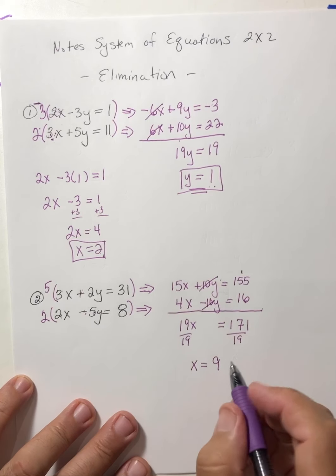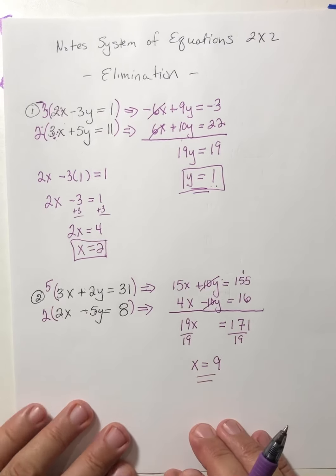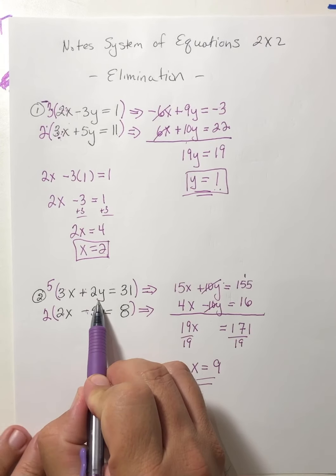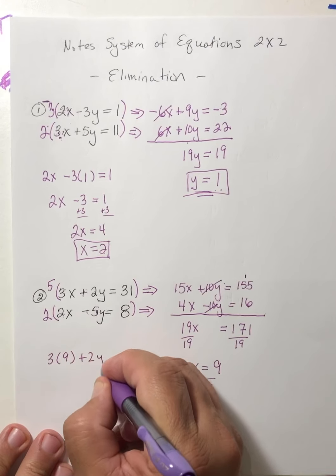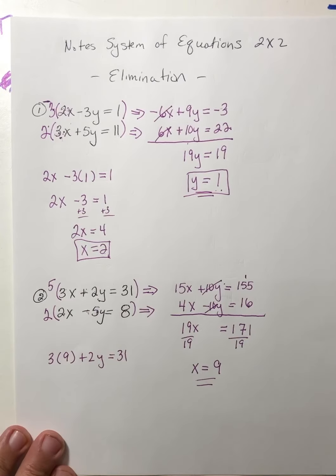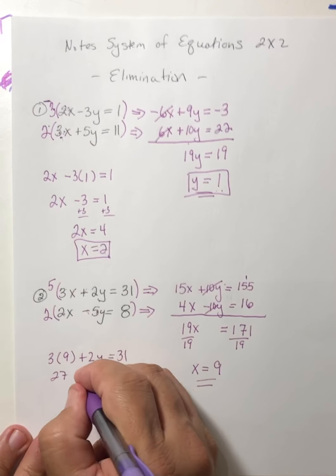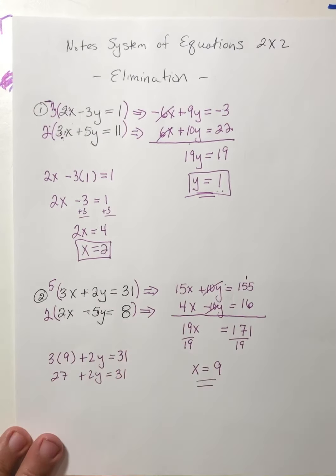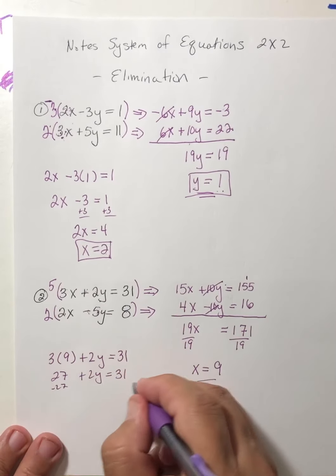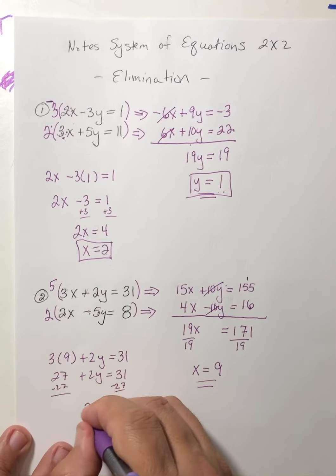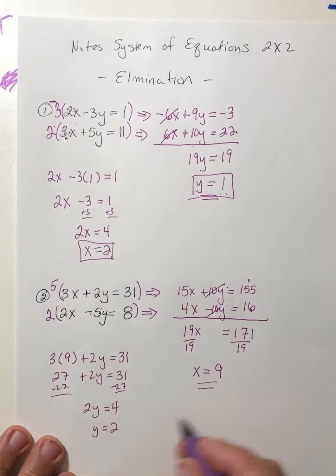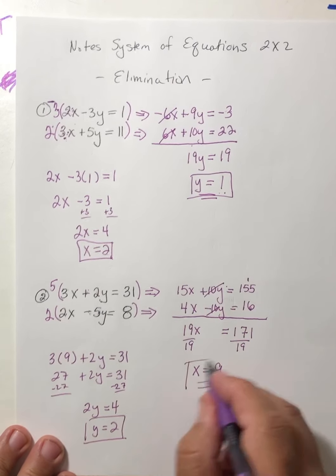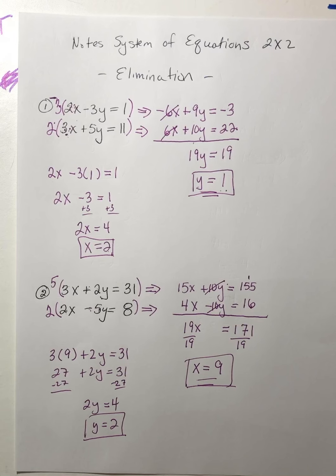Okay, so we got our x equals 9. And now I just have to find y. I'll just use the top equation. So 3 times 9 plus 2y equals 31. So I have 27 plus 2y equals 31. I'm going to subtract 27 from both sides. And then y equals 2. There we go, our x and our y. We just did elimination method twice. Okay, you guys have your assignments.